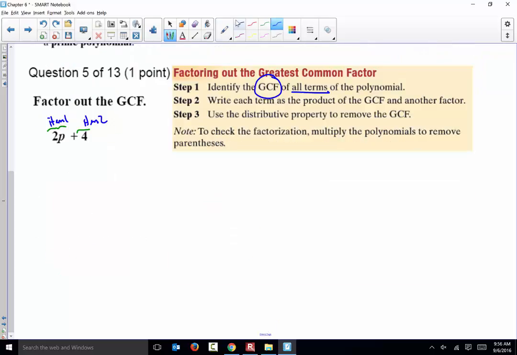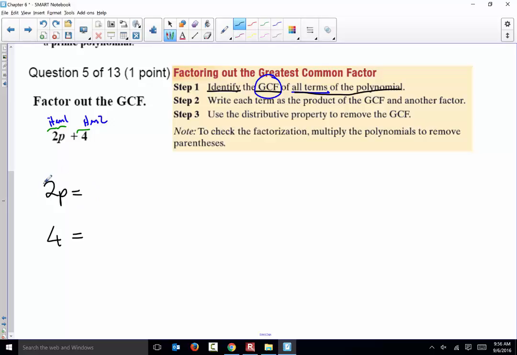Term 1 and term 2. So I need to factor these first and then find the GCF, right? Identify the greatest common factor of all terms in the polynomial. I have 2 terms. I will factor them. How do you factor 2?